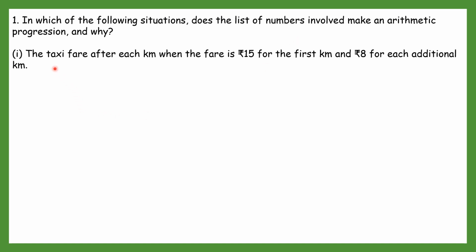The situation given is the taxi fare after each kilometer when the fare is rupees 15 for the first kilometer and rupees 8 for each additional kilometer. That means we should form a list of numbers for what? For taxi fare after each kilometer. They have given us that for the first kilometer the taxi fare is 15 rupees, and for each additional kilometer, rupees 8 extra will be charged. So based on the situation, let's solve the question.